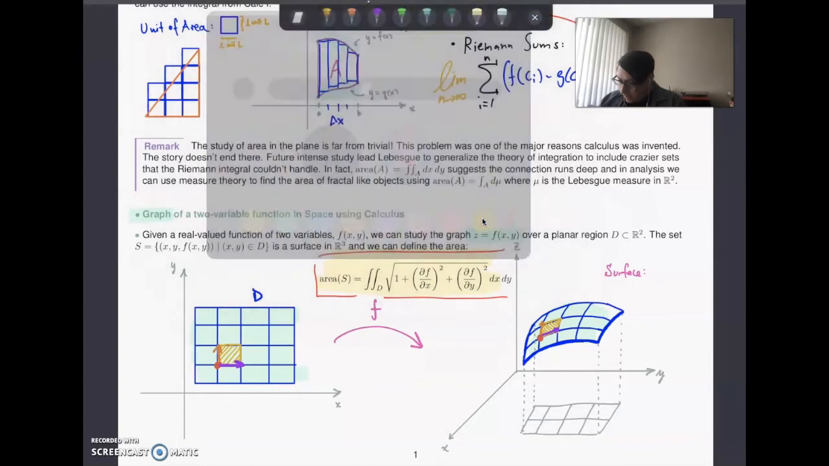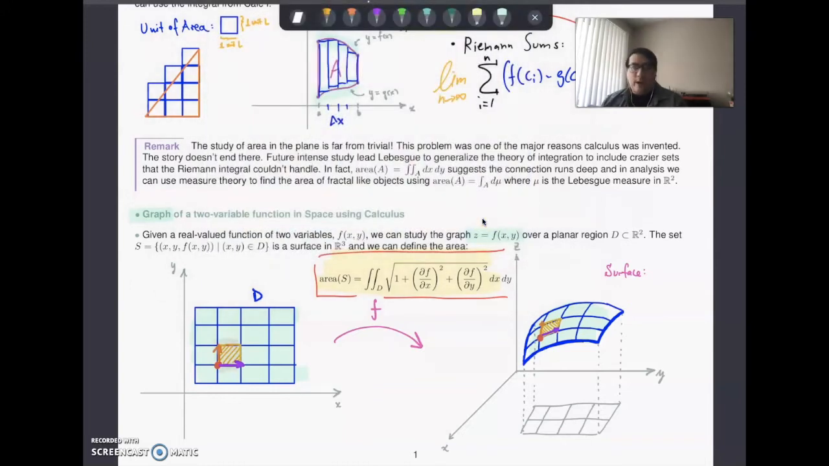So we want to compare a square in the flat plane. We know how to do that using basic geometry. We want to compare that with a curvy, almost square-like piece of the surface. So it's like a curved version of it. In some sense, the function f is telling us how to distort this square.